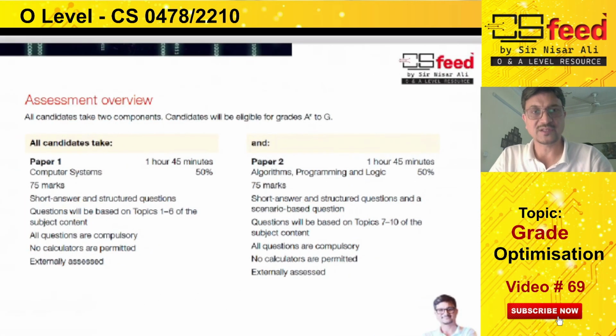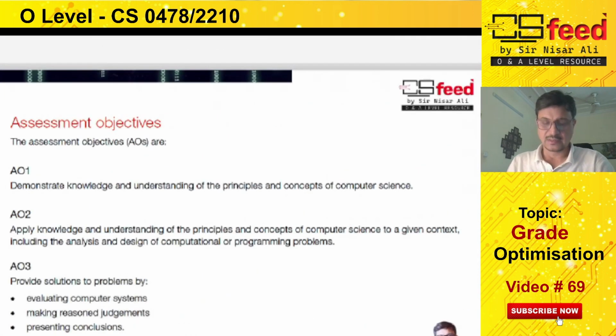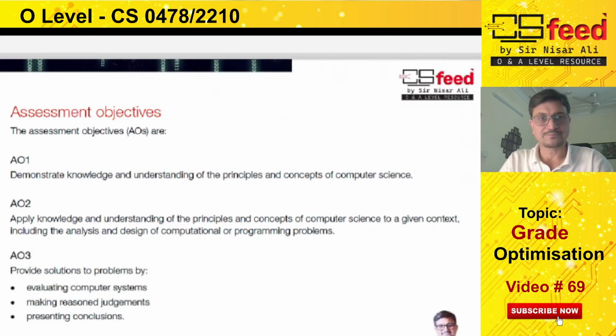As you all know very well, you have two papers in your O-level, IGCSE or GCSE. This is paper 1 and this is paper 2. Paper 1 is from topics 1 to 6 and paper 2 is from topics 7 to 10. I'm not going to discuss these things. The important thing to discuss and see at the start are the assessment objectives. These are very important for your paper.